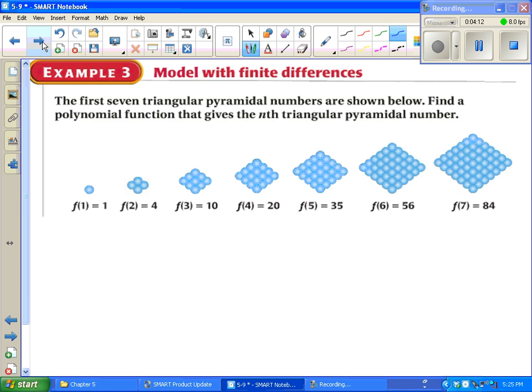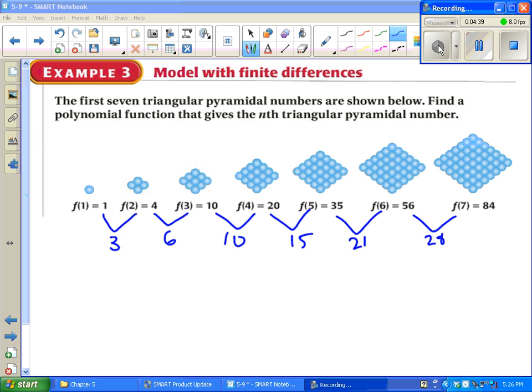It says the first 7 triangular pyramidal numbers are shown below. You can kind of see why these would be called pyramidal numbers. They make little pyramids. Find a polynomial function that gives the nth triangular pyramidal number. So this is going to be a beast of a problem. First, you have to find those common differences. Go ahead and try that on your own until you find the common difference that's the same all the way across. That'll tell you your degree. They're not all the same yet.